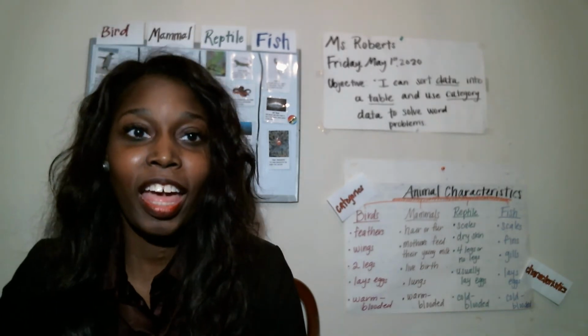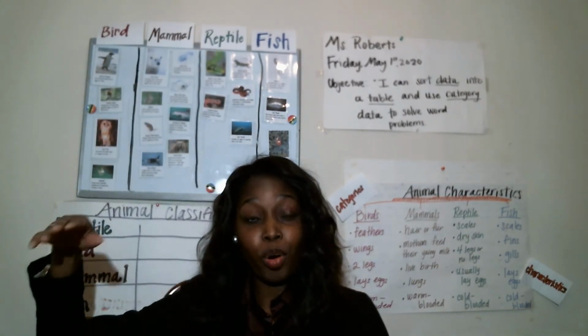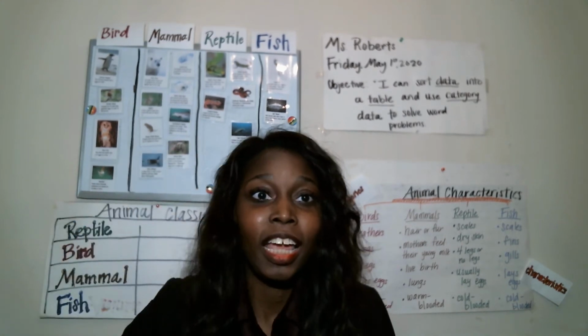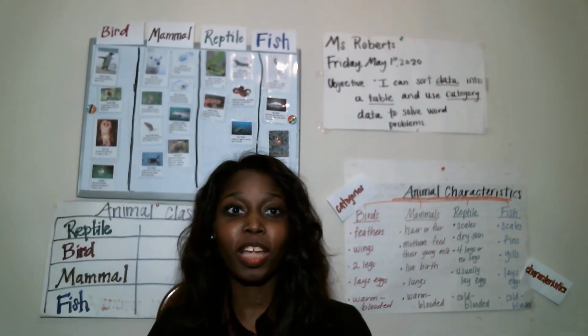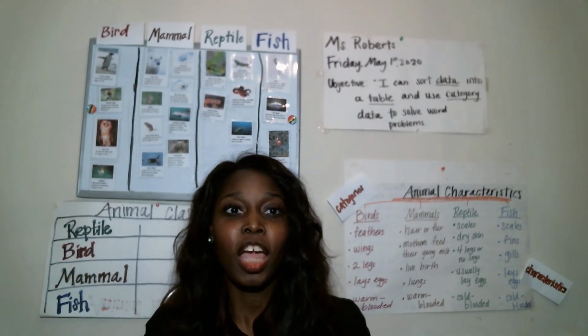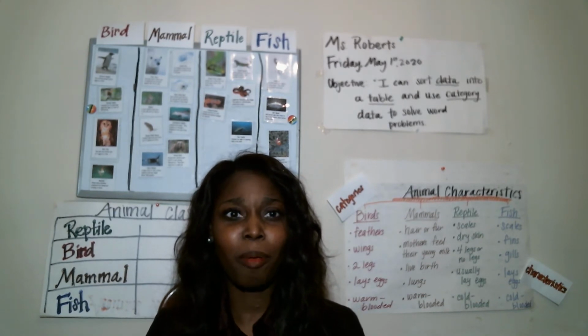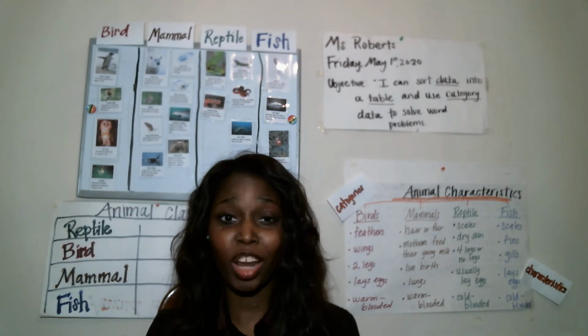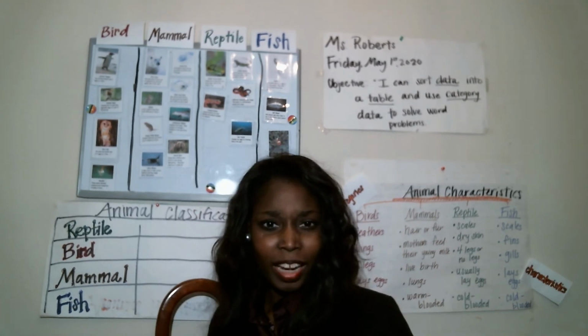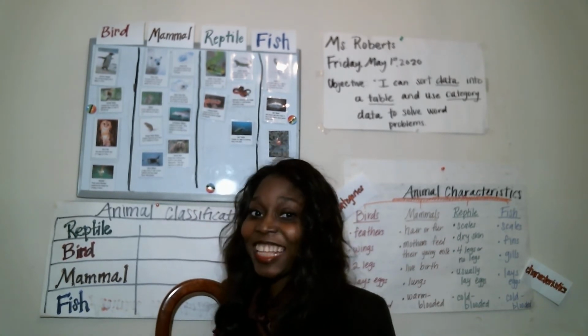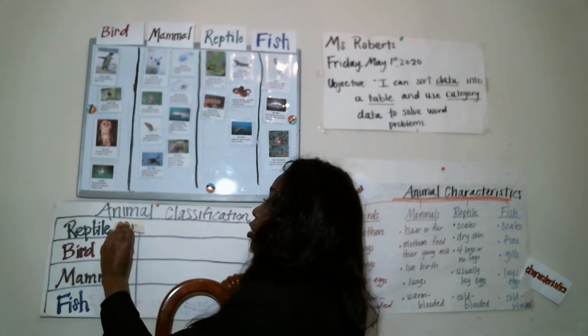Now that we have our data organized into this chart, now we can organize our data. How can we easily see how many animals are in each category? That's right, we can count them. And what's a quick and easy way to count them? That's right, tally marks.